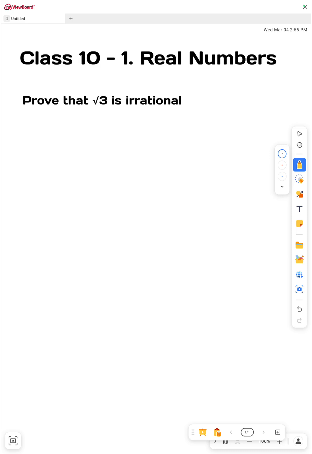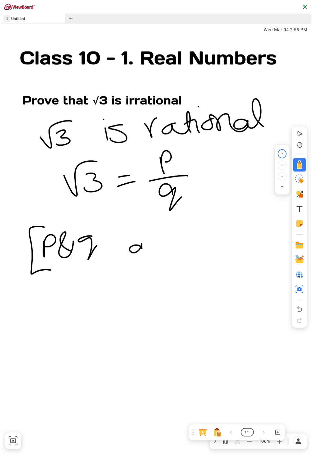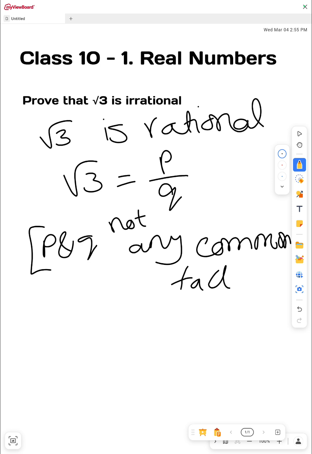Let's say, for example, root 3 is irrational, but we need to prove it. So, let us assume root 3 is rational. What is the form of a rational number? It should be in p by q form, and the condition is that p and q do not have any common factor, right? If it has a common factor, then it is a contradiction. So we will see it.